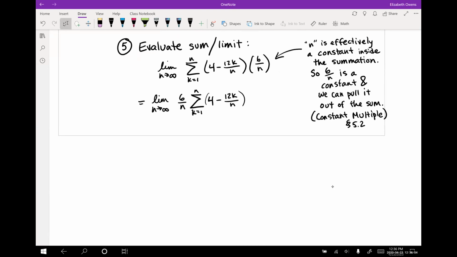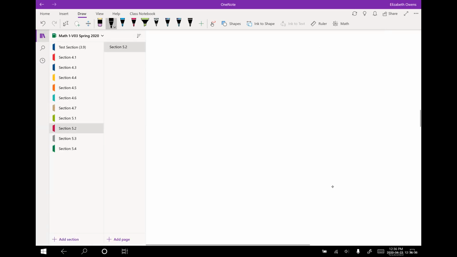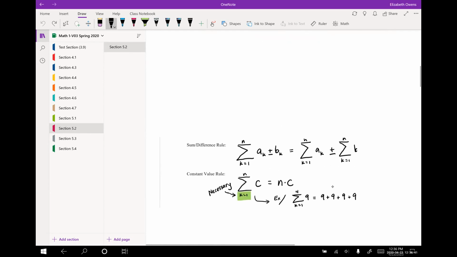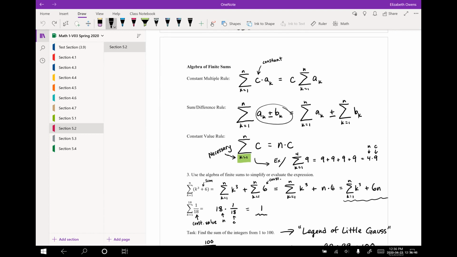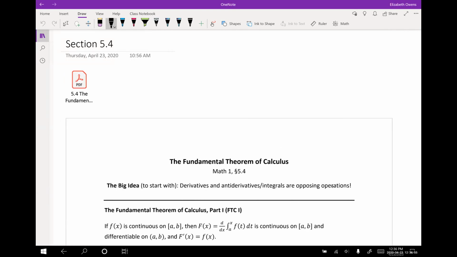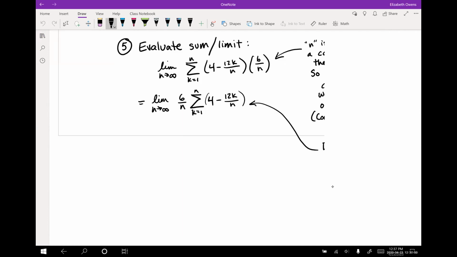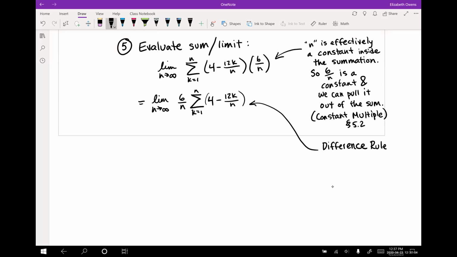Now we get to use another summation algebra property here, because inside our sum, we have two different terms that are being subtracted. We have 4 minus 12k over n. Okay, so that's going to be our difference rule. Yeah, difference rule right here, section 5.3. So we're subtracting something inside our sum. We're going to be able to separate that into two different sums and subtract those instead. So yeah, that's our difference rule, and we can separate into two sums.